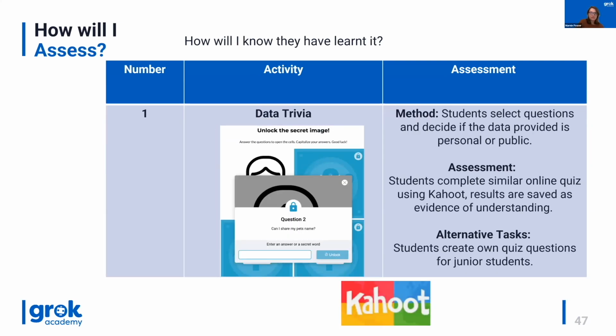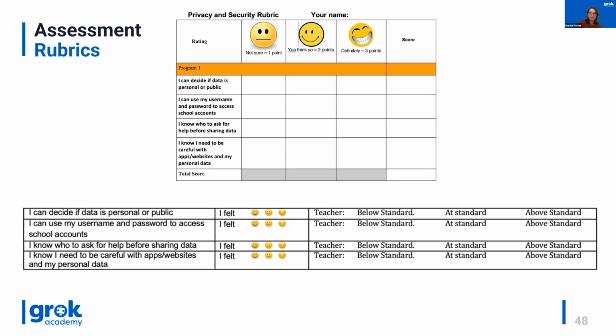Final one, students can create an online quiz where the results can be saved as evidence of their understanding, or they could develop their own quiz questions for junior students, perhaps using something like Kahoot. Teachers can also create their own rubrics. I've put a few examples here. They can do this in a variety of ways to enable students to reflect on their own learning in these areas, as well as providing the opportunity for teachers to track their understanding of each area. I like the way you've used the faces.